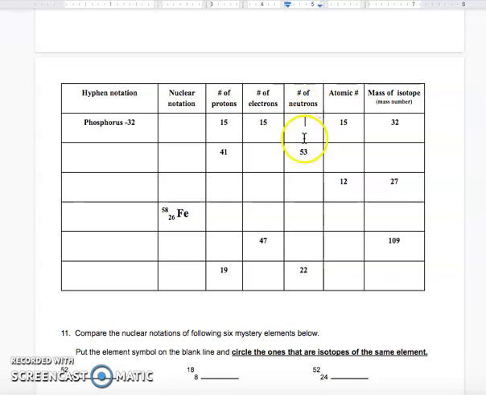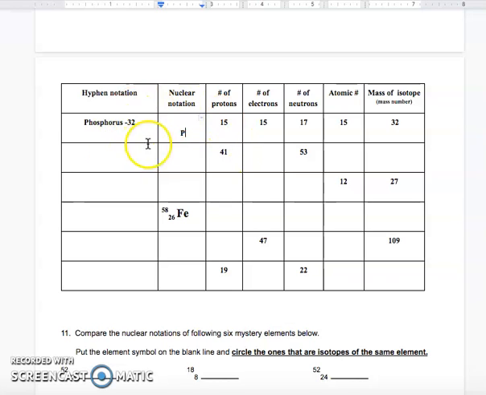All right, then this one, number of neutrons. That's where I take the mass and subtract my number of protons, my atomic number, right? They're all the same. So 32 minus 15 gives me 17. And that's it for that row. Your nuclear notation, I would take the element symbol, which is a capital P, put the weight on top, which is 32, and the atomic number on bottom, which is 15.